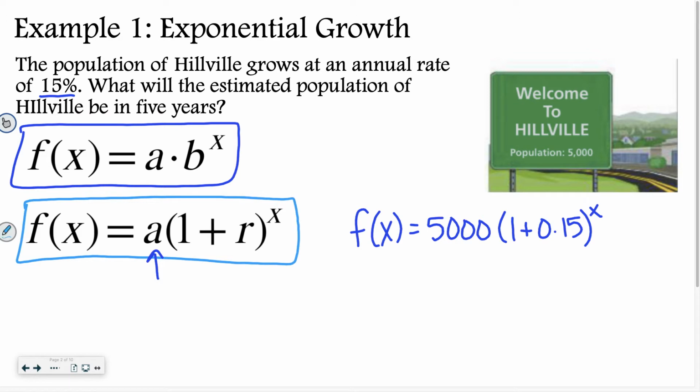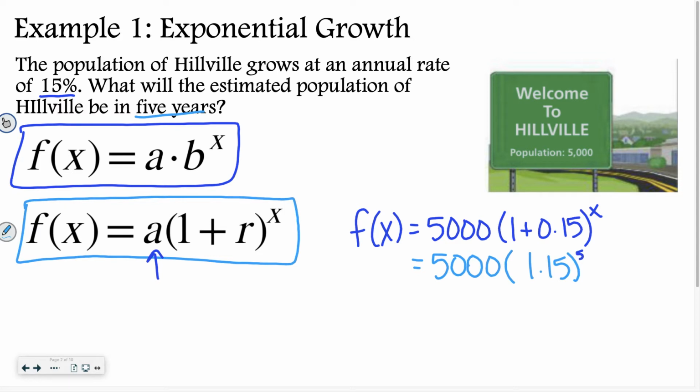Okay, so I have my function, it's written out. I'm going to simplify things a little bit before I try to pull out my calculator though. I'm going to leave that 5,000 just like it is, but I'm going to change that 1 plus 0.15 to be a 1.15 to the x, okay? Now, if I were to look at this problem again, what is x going to represent? At the end of the question, we were told 5 years, so I'm going to replace that x with a 5.